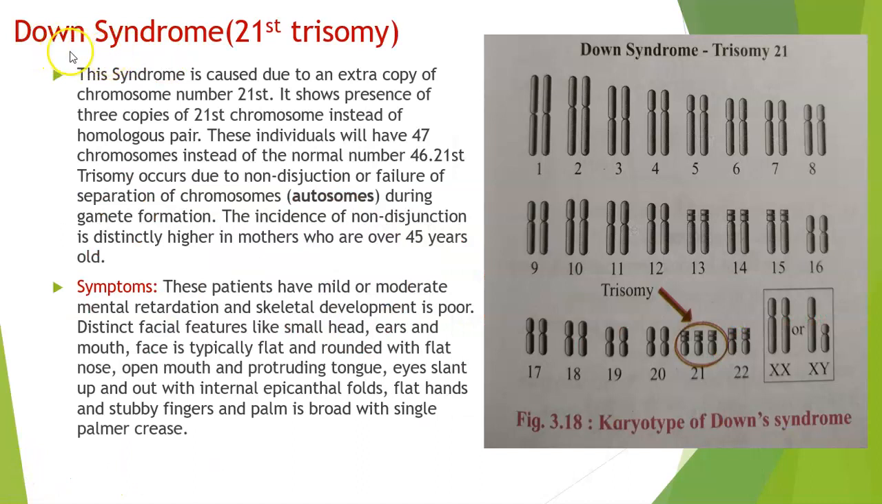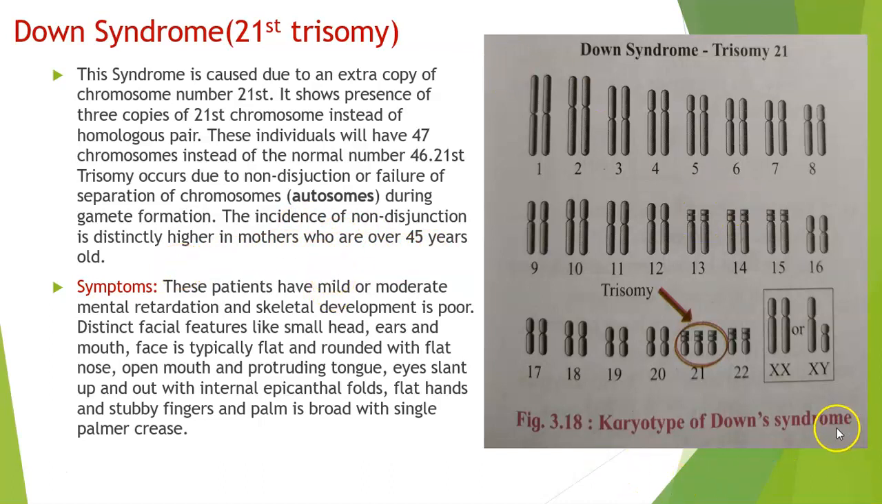Students, now let's have a look at some chromosomal disorders. The first one is Down syndrome, also called 21 trisomy. This syndrome is caused due to an extra copy of only chromosome number 21. It shows the presence of 3 copies of chromosome 21 instead of a homologous pair. So the individual has 47 chromosomes instead of the normal number 46. 21 trisomy occurs due to non-disjunction, or failure of separation of chromosomes during gamete formation. This normally occurs in mothers who are over 45 years old.